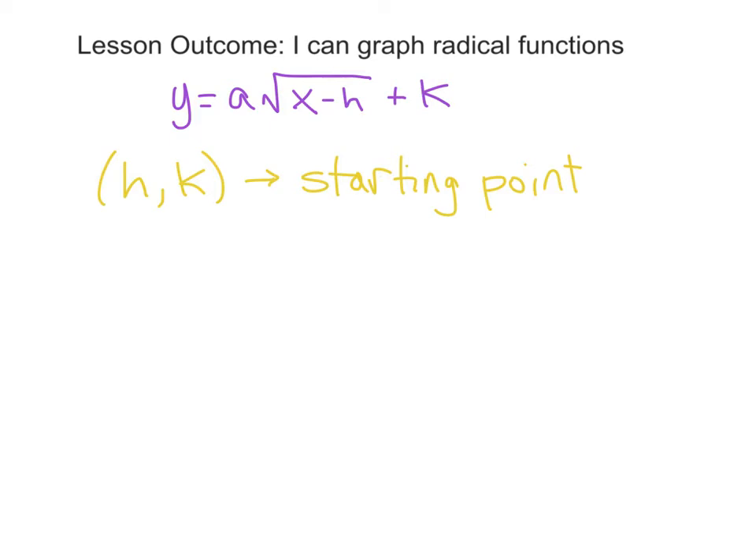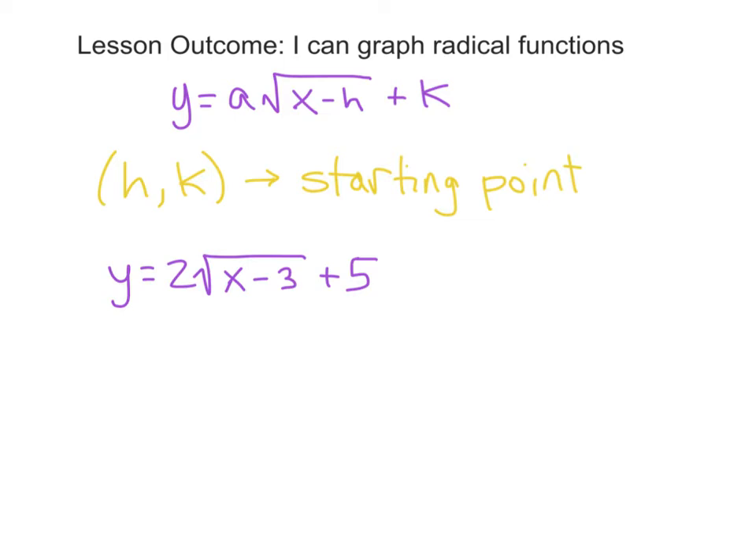Just like h, k worked with vertex form of quadratic equations, h, k is that initial point that you want to plot so that you can graph the remaining part of the curve. So, for example, if I have the equation y equals 2 times the square root of x minus 3 plus 5, I will always start by naming my starting point. All right, so let's focus on that.